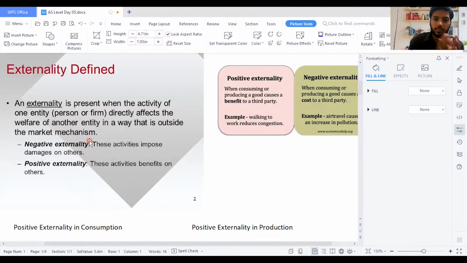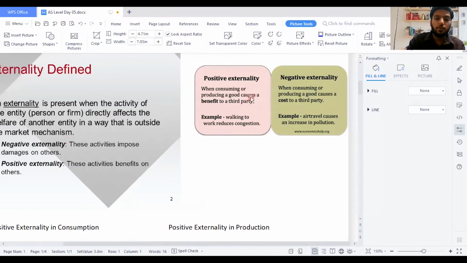So when they are spreading the same thing they learned from one particular person to others, we say that's positive externality. These activities benefit others. Now you might see in positive externality and negative externality, there are a few examples I have given. When consuming or producing a good causes a benefit to a third party, walking to work reduces congestion.